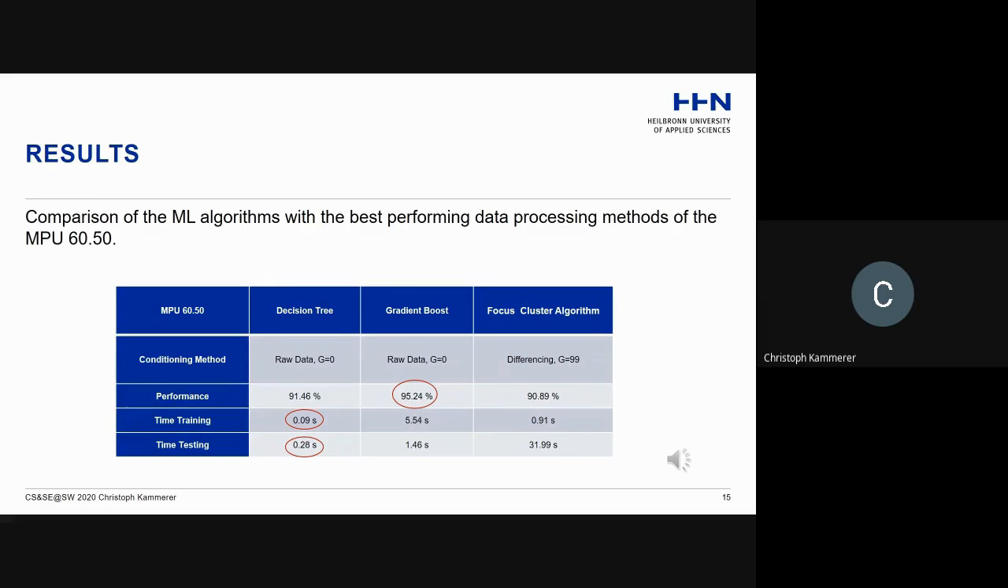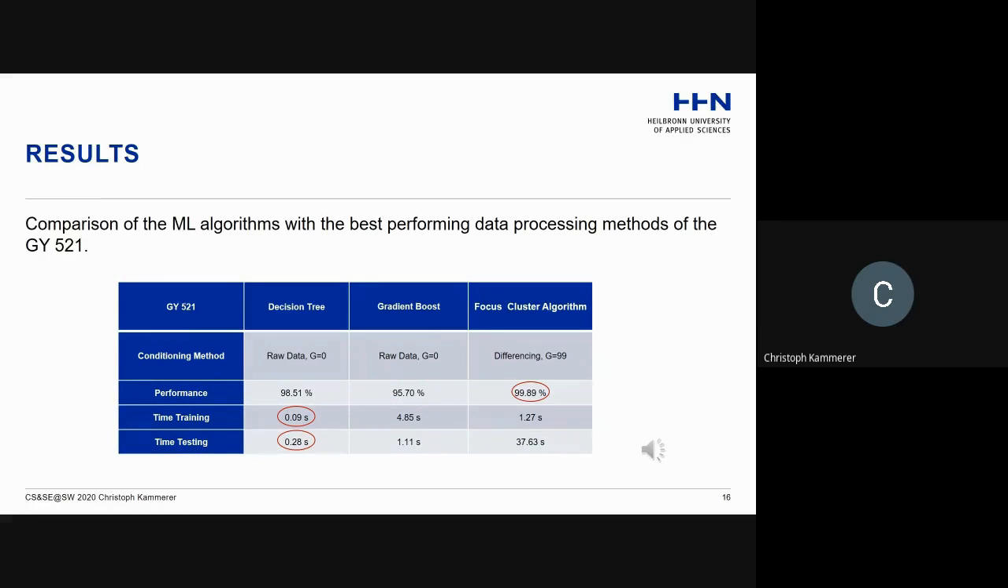Here is the same comparison for the MPU 60.50 gyroscope. With the gyroscope, the gradient boost method has the highest performance while using the unconditioned data at 95.24%. For the processing time, the decision tree is the fastest with only 0.09 seconds for training and 0.28 seconds for testing.